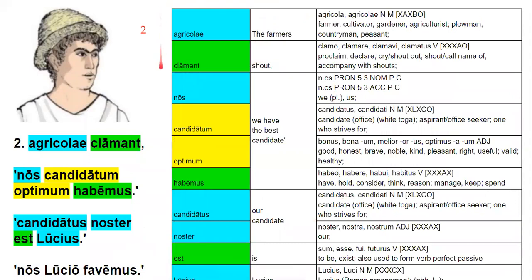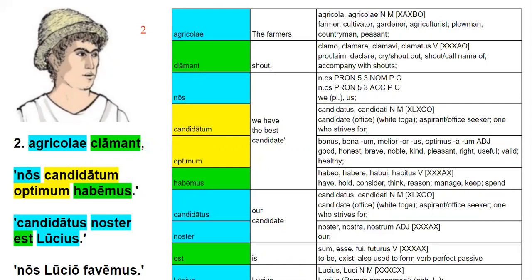Also notice that when I said, for example, optimum is a superlative adjective, look over here at this entry, the dictionary entry for that. We see that's an irregular adjective. So it is bonus, bona, so it's a first or second declension in terms of its form. And its positive degree is bona. Melior is comparative, and superlative is optimus. So it's good, better, and best. We know that just as in English, it's irregular, so it's irregular in Latin.